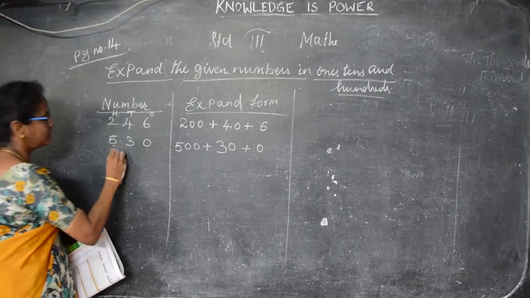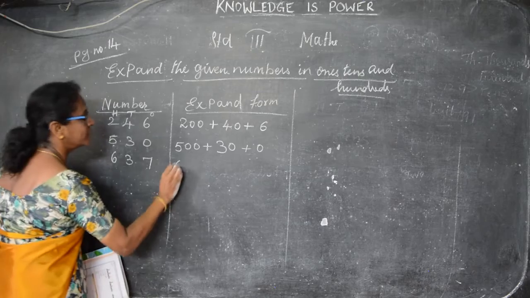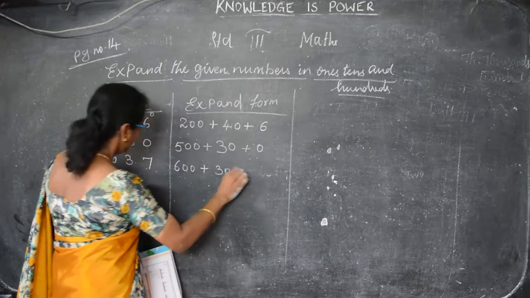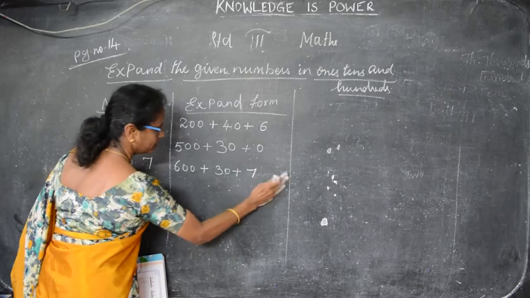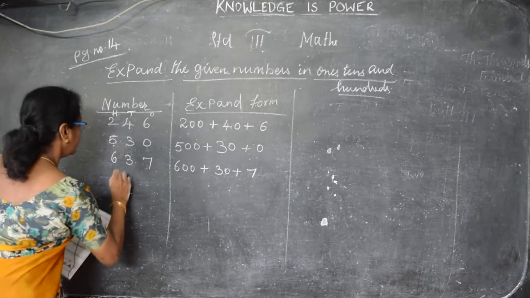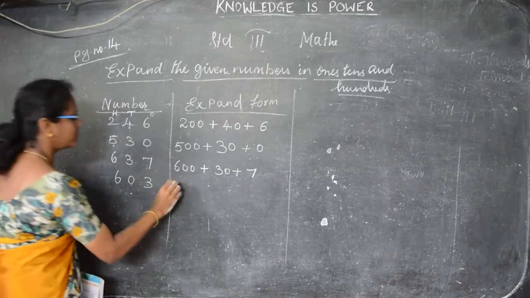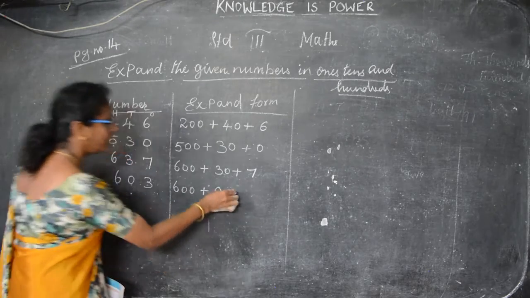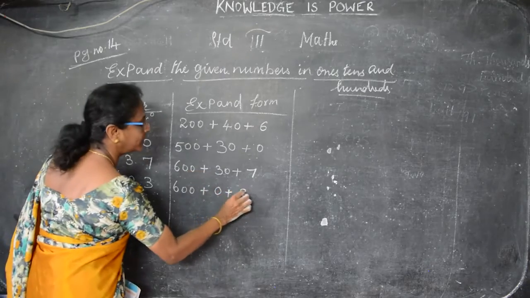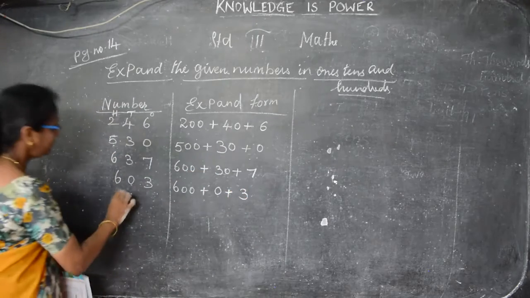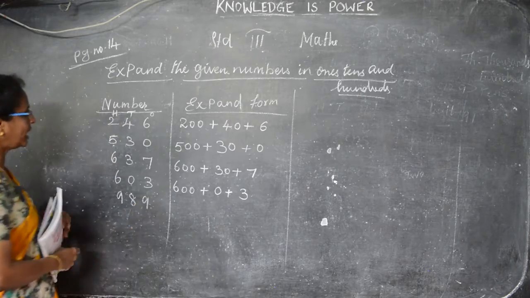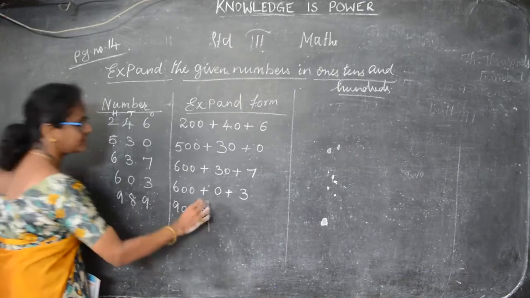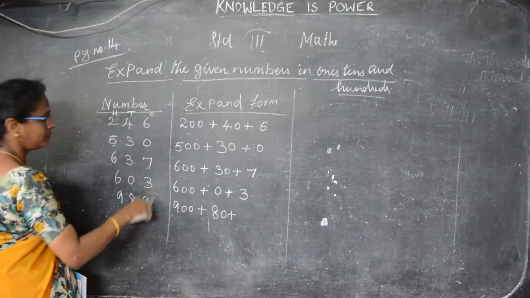Okay, now the next one is 637. So 6 in the hundreds place is 600, put the plus sign, and 3 in the tens place, 3 tens is 30 again, and 7 in the ones place, you just put 7. Now the next number is 603. Same thing, 6 in the hundreds place gives you 600, and there is no number in tens, so you just put 0, only 1 zero, and put the plus sign and see the ones digit, only 3 is given, so you just put down the 3. Then 989. So 9 in the hundreds place, you put 900, and the tens place is 8, so 8 tens is 80. Then in the ones place that is 9.